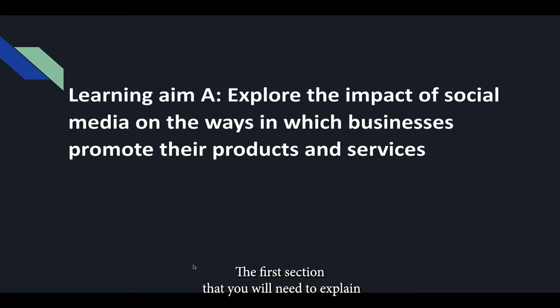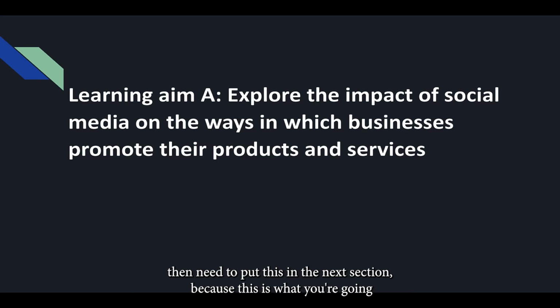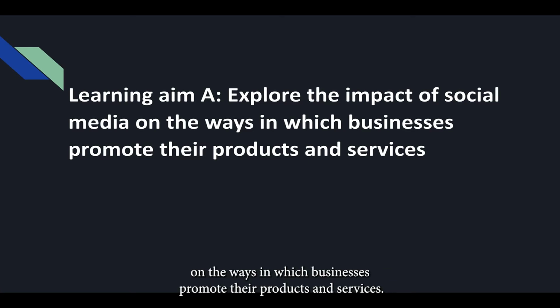The first section that you will need to explain, after you've explained and put in your own words the scenario, you will then need to put this in the next section because this is what you're going to need to talk about. So learning aim A is where you will need to explore the impact of social media on the ways in which businesses promote their products and services. Now, it's extremely important that when you talk about social media, you talk about businesses, not how you use social media. So we're looking at how businesses use social media in order to make a profit and expose themselves in terms of finding a greater audience.